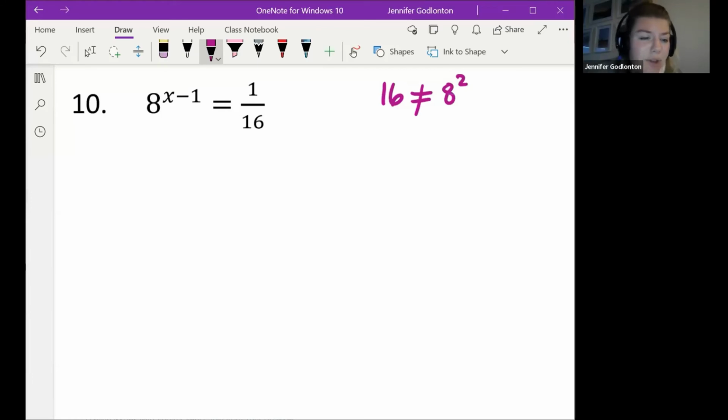That's a very normal trap, but it's not true. Because 8 squared is equal to 64.